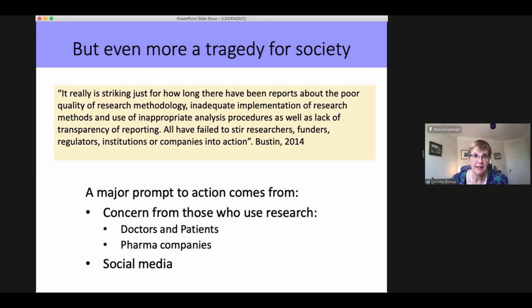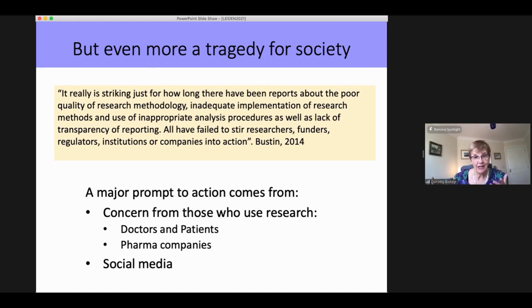And Buston made that point, that there's been reports about poor quality of research methodology, inadequate implementation of research methods, inappropriate analysis procedures, lack of transparency, and nobody basically has done anything about it. All has failed to stir researchers, funders, regulators, institutions, companies into action.